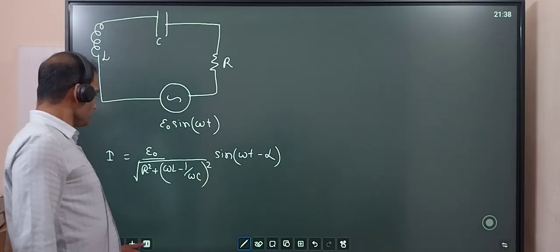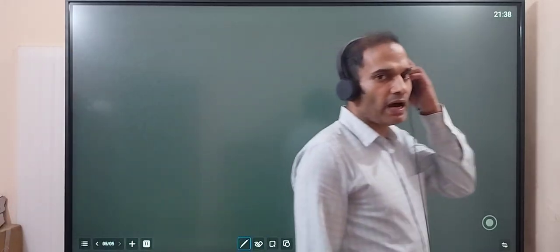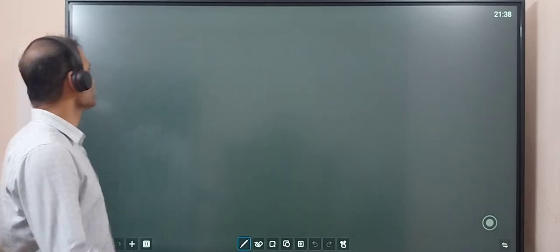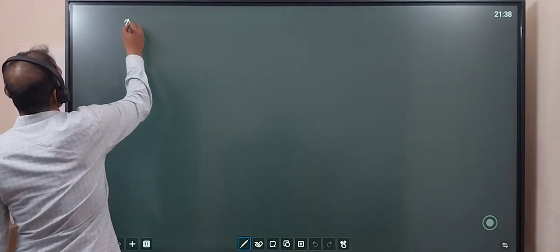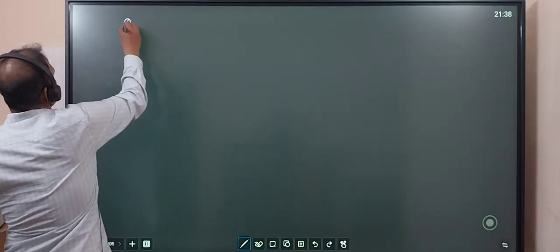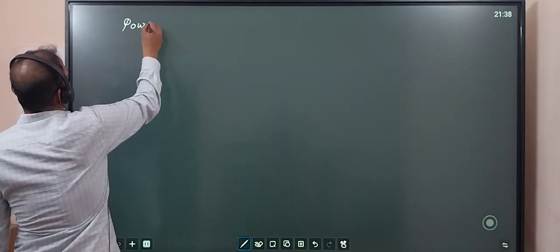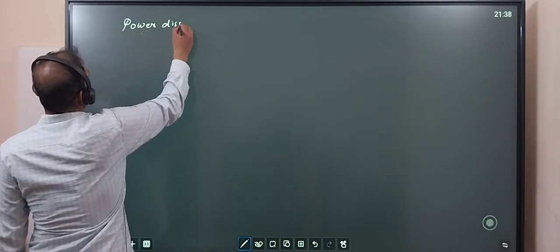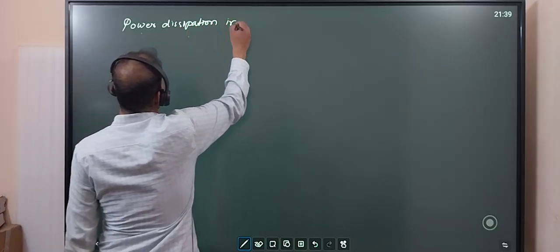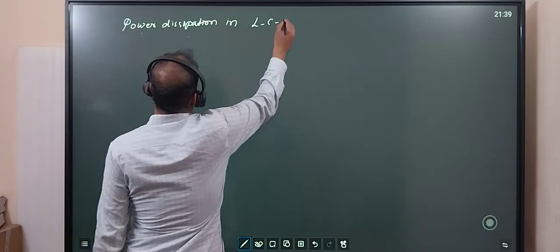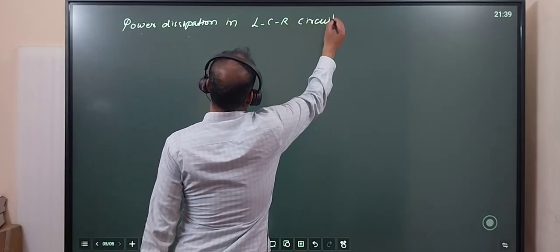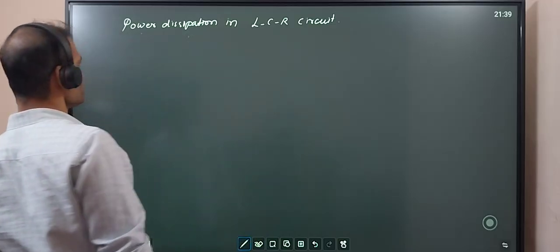Now we will discuss power dissipation in AC circuit. Power dissipation in LCR circuit. LCR circuit means AC circuit. We are not talking about DC circuit.